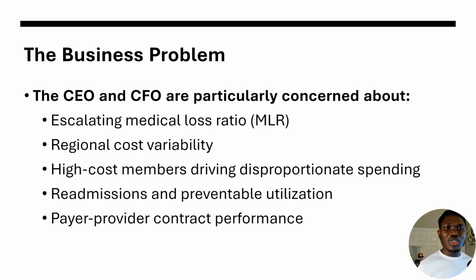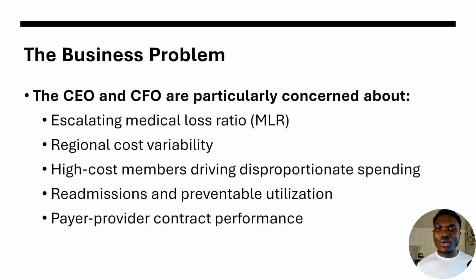To go more specific, the business problem is that the CEO and the CFO are particularly concerned about escalating medical loss ratio. I'm going to talk more about this in the coming video. Also regional cost variability, like some members in some states or some zip codes have higher costs compared to others, and they want to know what is happening.